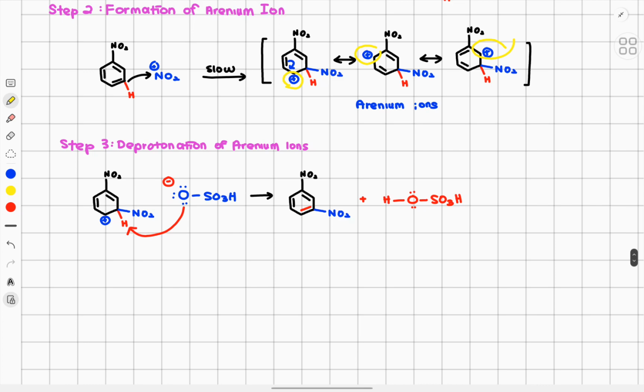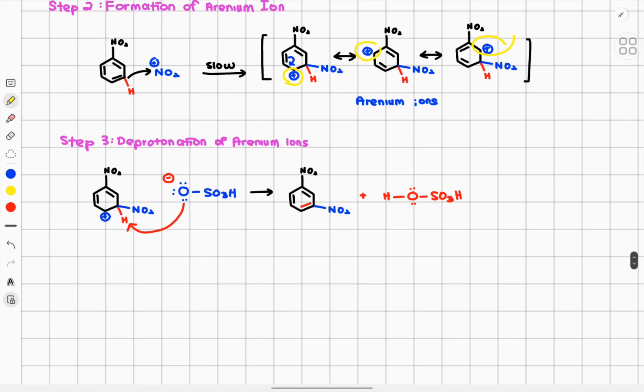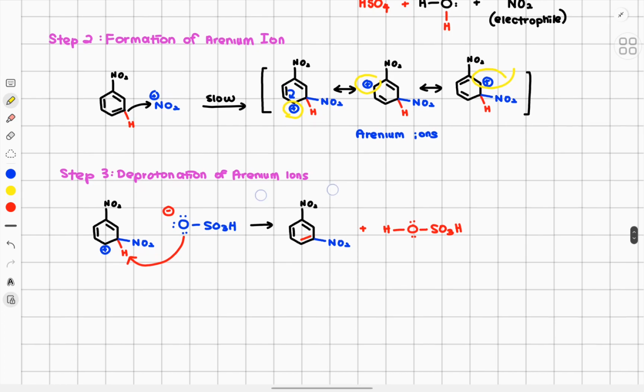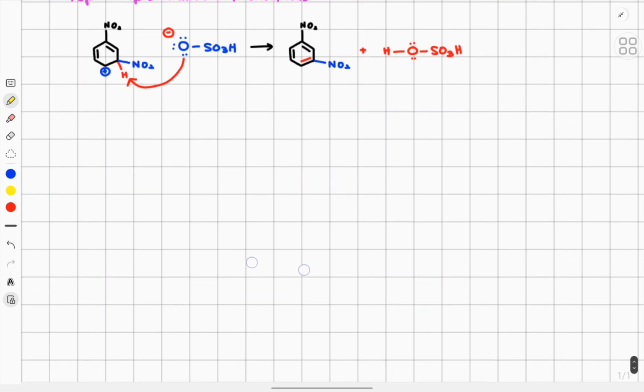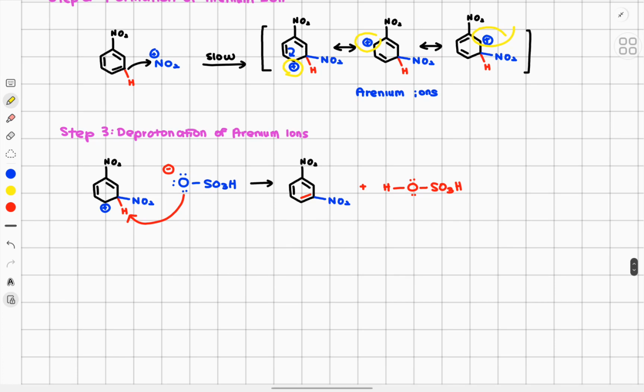Third is the deprotonation of the arenium ion. From this step, we need to know that one arenium ion is taken and it will react with the partially negative oxygen ion from the H2SO4 to reform the H2SO4 and to form the complete or stable aromatic compound.